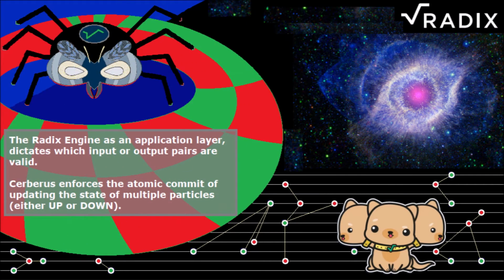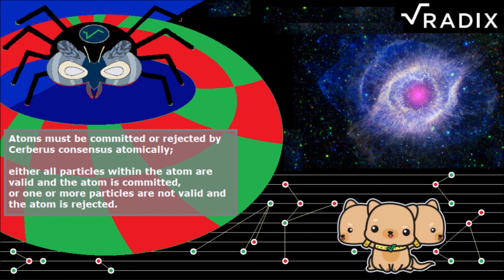The Radix engine as an application layer dictates which input or output pairs are valid. Cerberus enforces the atomic commit of updating the state of multiple particles, either up green or down red. Atoms must be committed or rejected by Cerberus consensus atomically. Either all particles within the atom are valid and the atom is committed, or one or more particles are not valid and the atom is rejected.